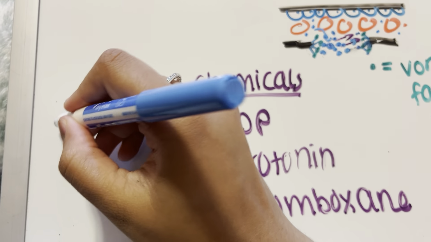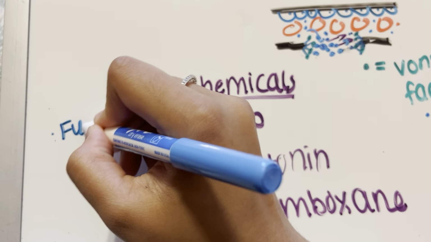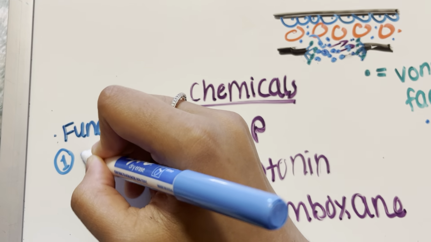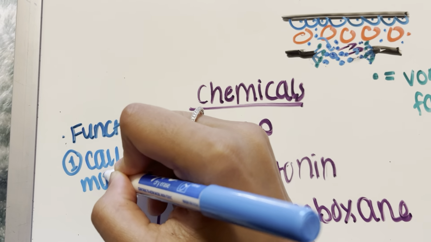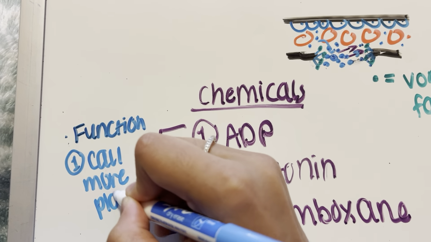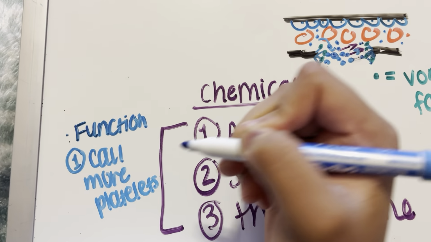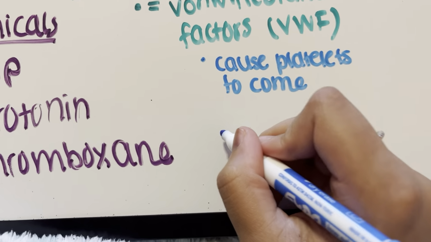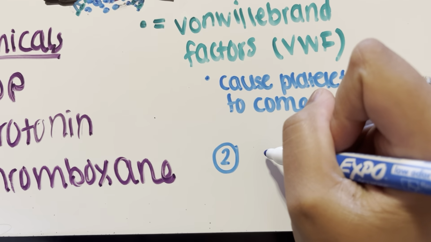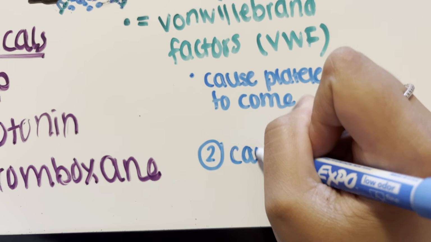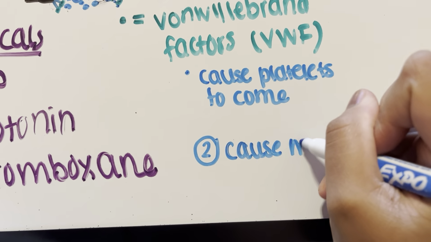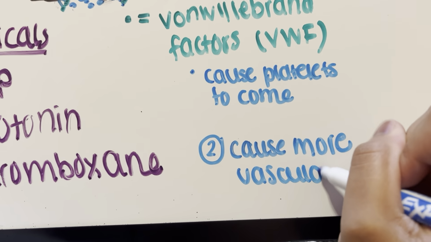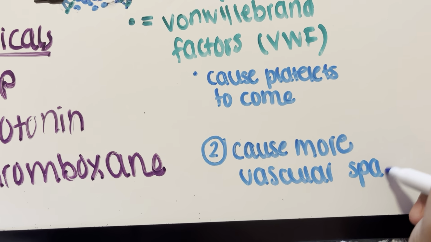So what are the functions of these chemicals right here? If I can just write right here the functions. So the first function is it is going to call more platelets. And the second function is it is going to cause more vascular spasms. So these chemicals do two things.